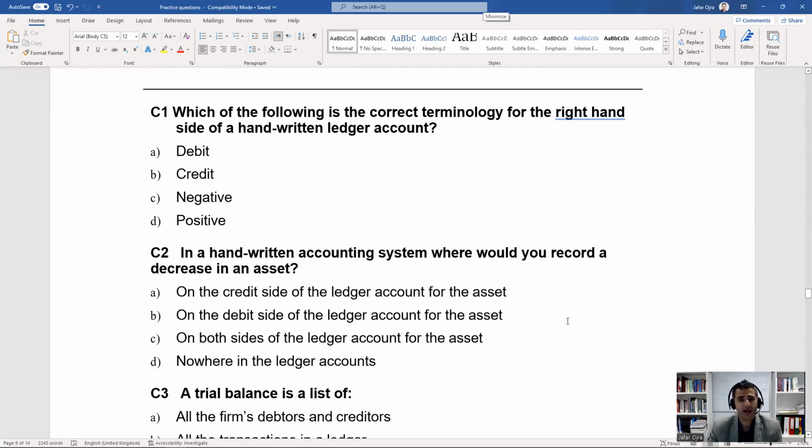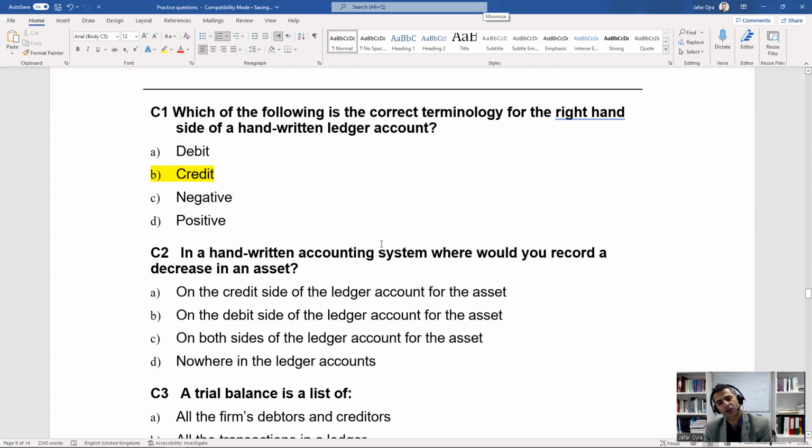Now let's come back to debit and credit again. I'm sure you are familiar with debit and credit, and this should be really straightforward. Which of the following is the correct terminology for the right-hand side in the handwritten ledger account? If you remember, left side debit, right side credit. I hope you remember. The answer is credit.